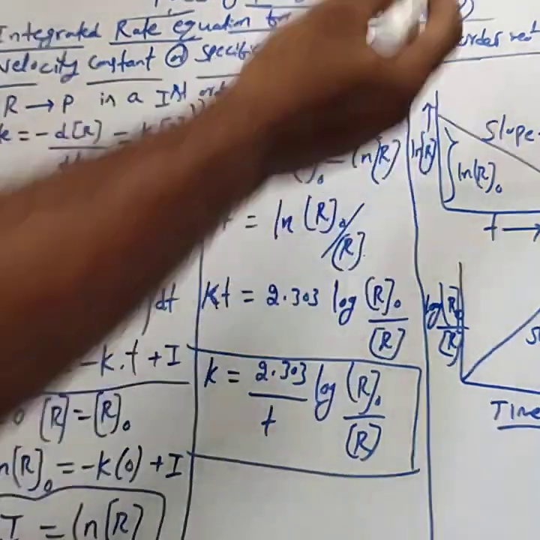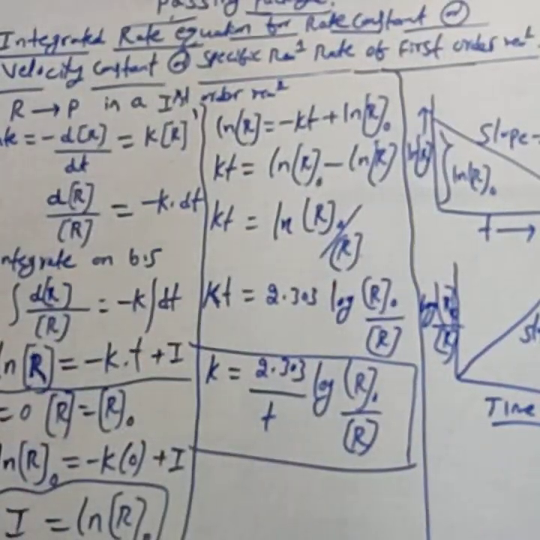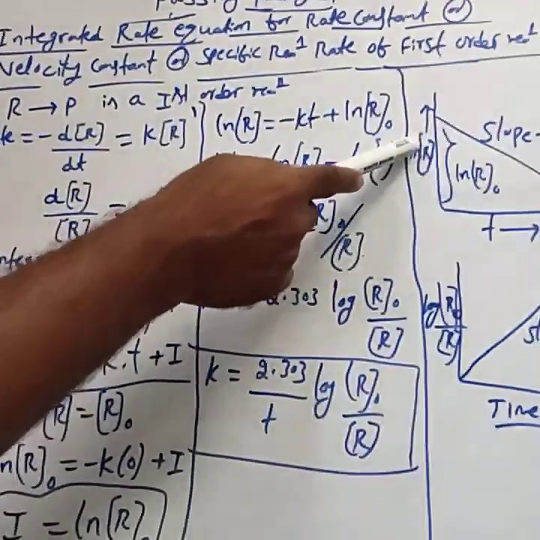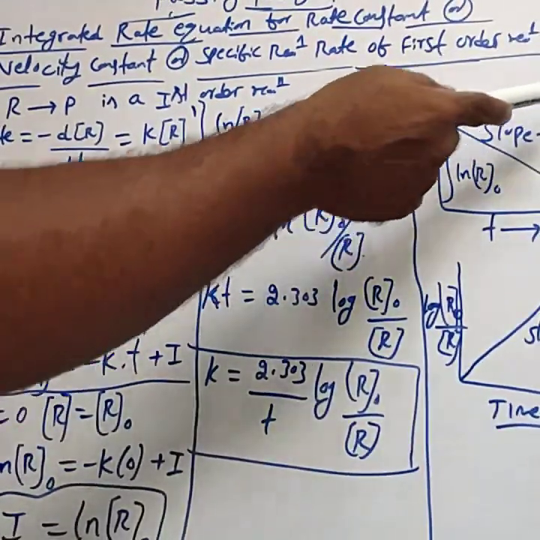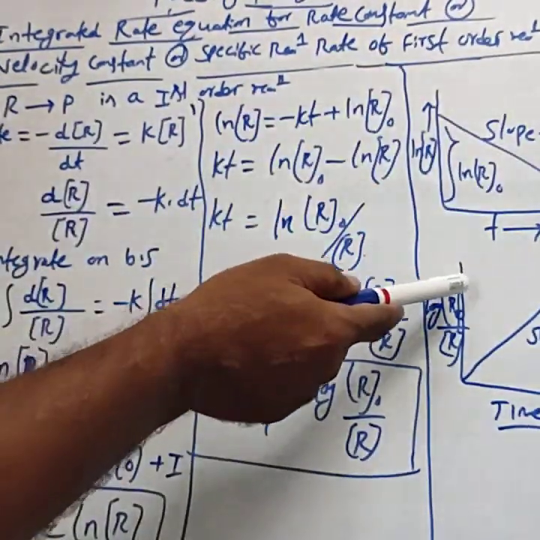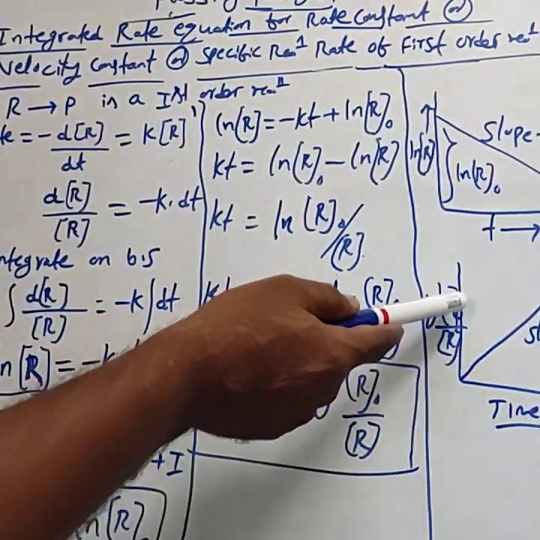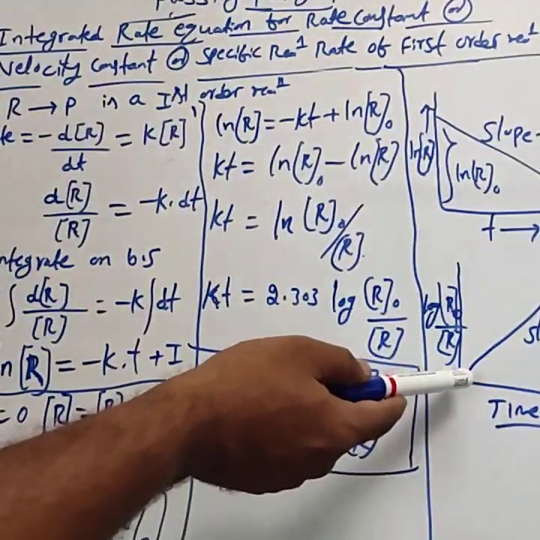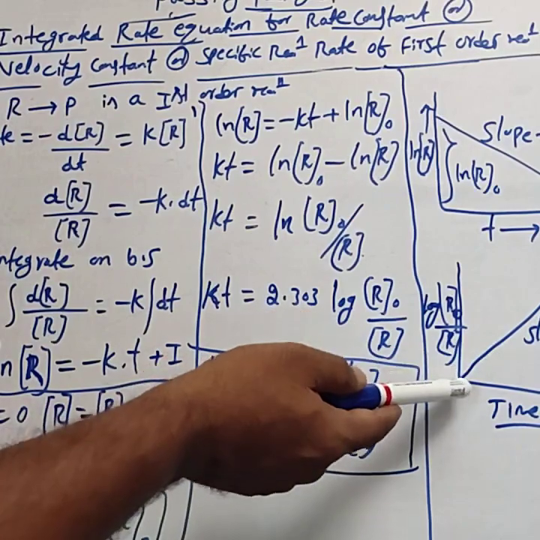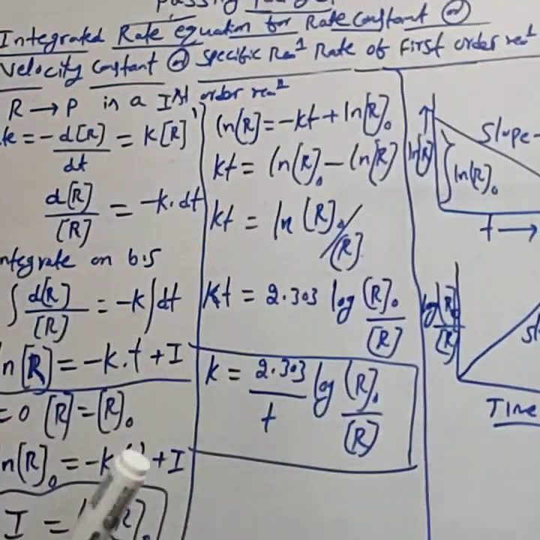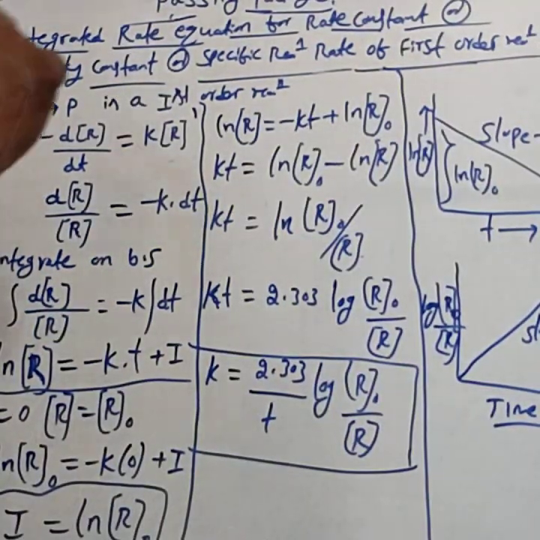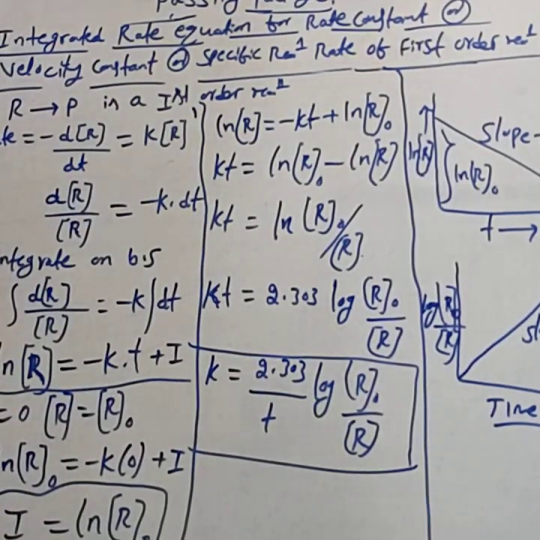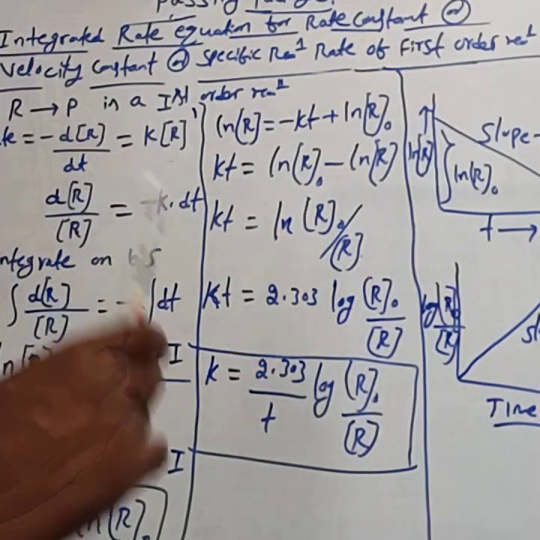They can ask any type of graph. If exponential log is considered, ln R versus time, then a negative slope is obtained. For log R naught by R versus time, we get a positive slope, with the line passing through the origin, and the slope value is equal to k by 2.303. This is about the integrated rate equation for the rate constant of a first order reaction.